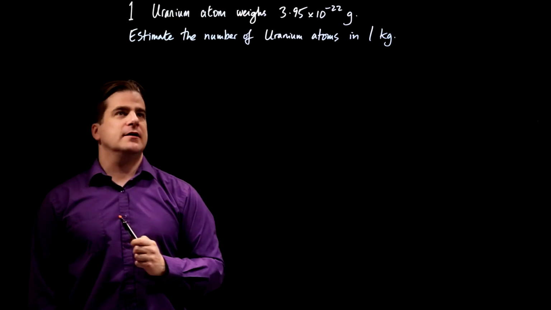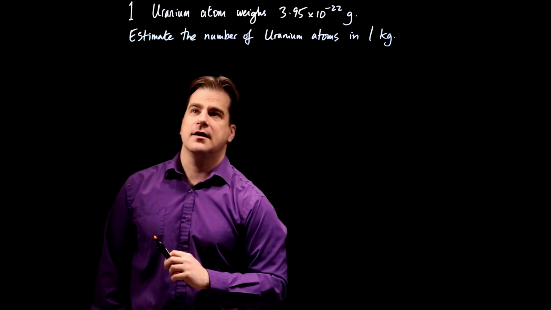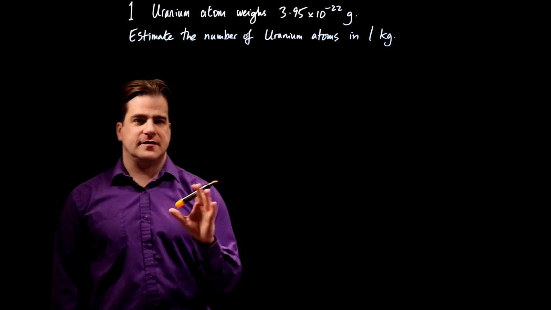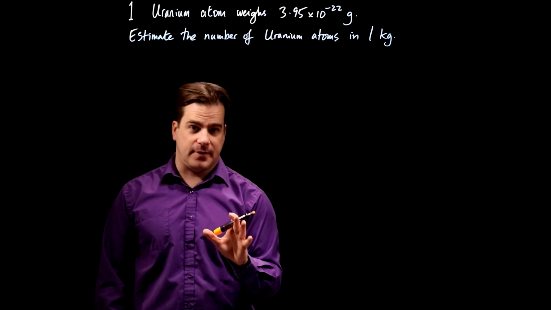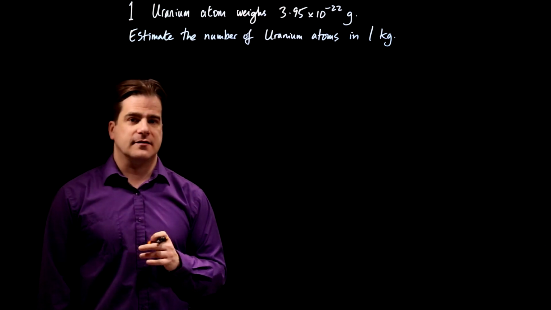Okay, one uranium atom weighs 3.95 times 10 to the minus 22 grams. Estimate the number of uranium atoms in 1 kilogram. Right, this is a non-calculator paper, so you are not allowed to reach for your calculator. So how are we going to do this?